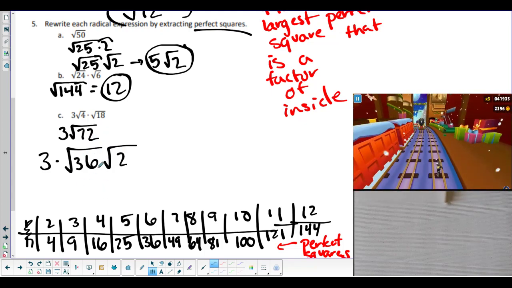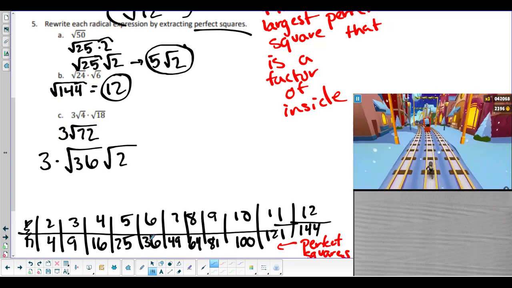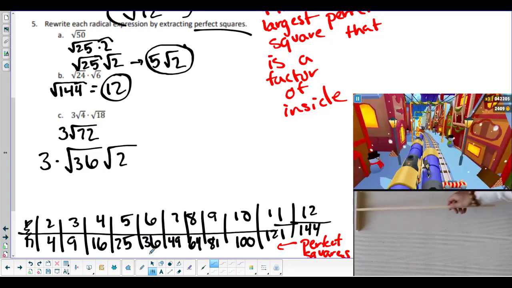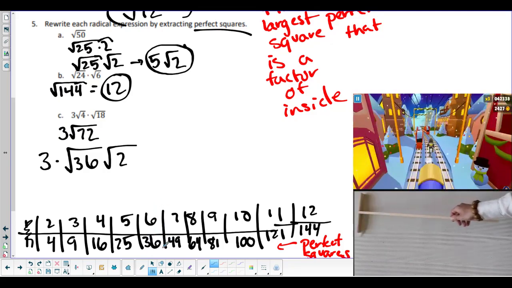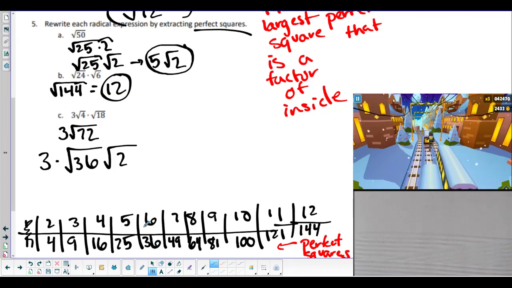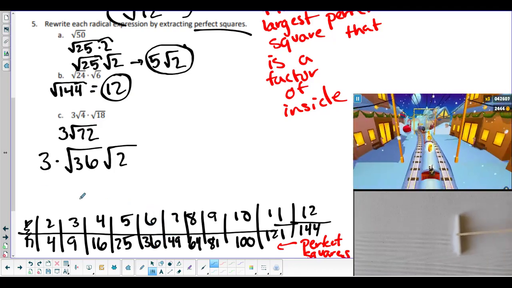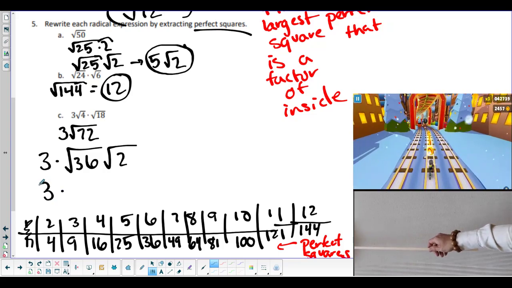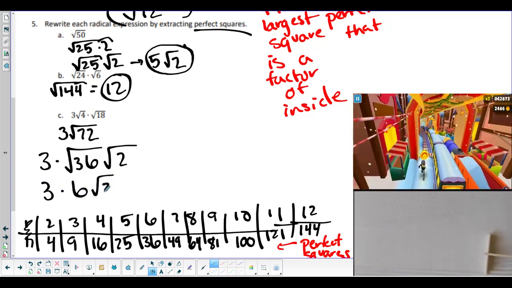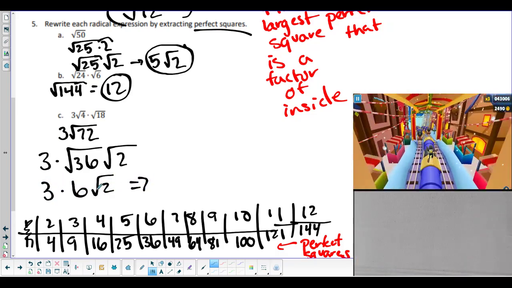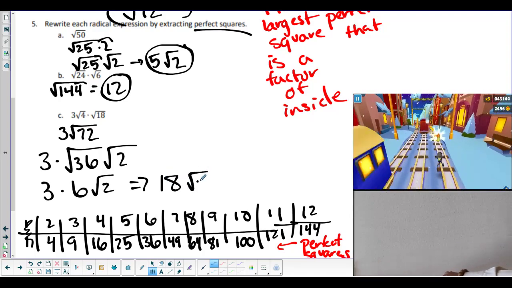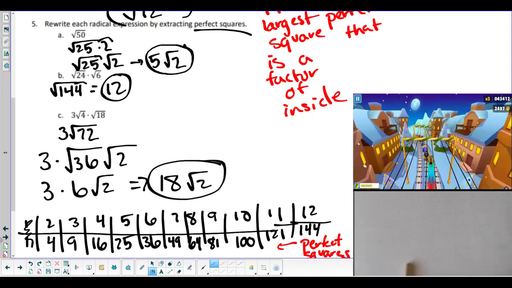The reason I chose 36 is because it's the largest perfect square, which means I know what its square root is. The square root of 36 is 6, because 6 times 6 is 36. So this becomes 3 times 6 times the square root of 2. Hey, that's the same as 3 times 6 is 18 square roots of 2. And there's your final answer.